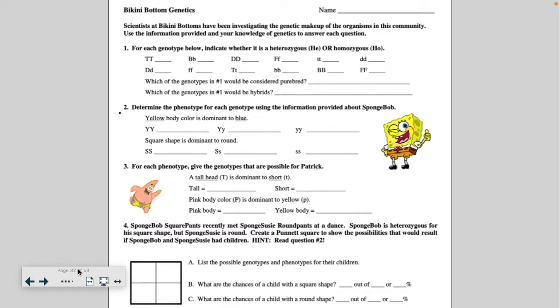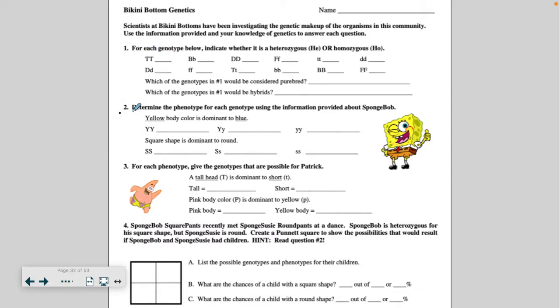Today we're going to continue practicing using Punnett squares through this assignment called Bikini Bottom Genetics. This is what the assignment looks like in Google Classroom. It says scientists at Bikini Bottom have been investigating the genetic makeup of the organisms in this community. Use the information provided and your knowledge of genetics to answer each question.